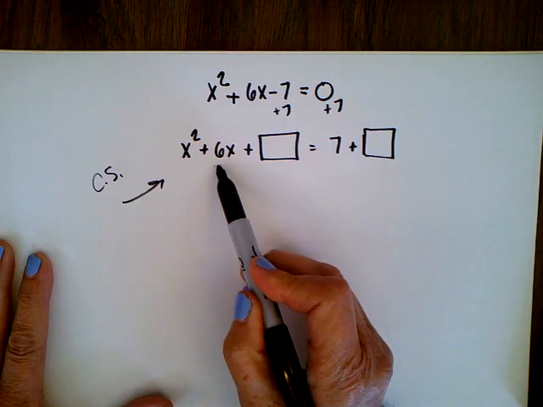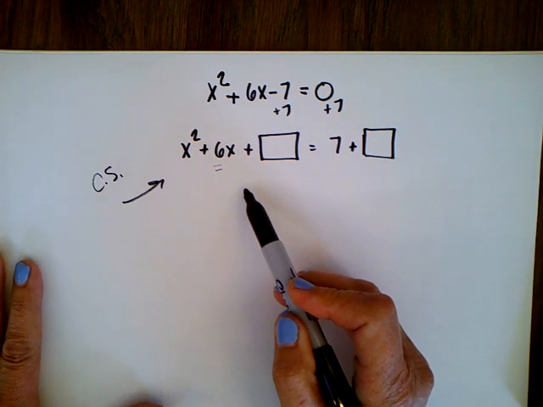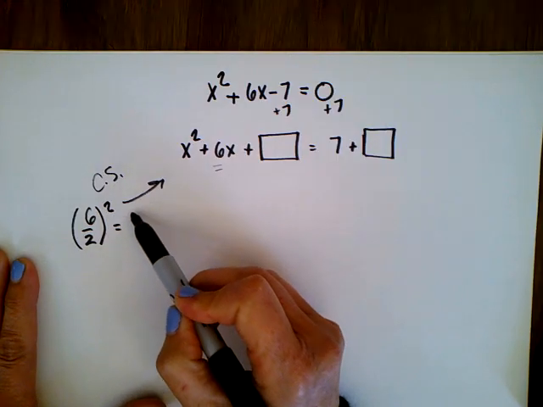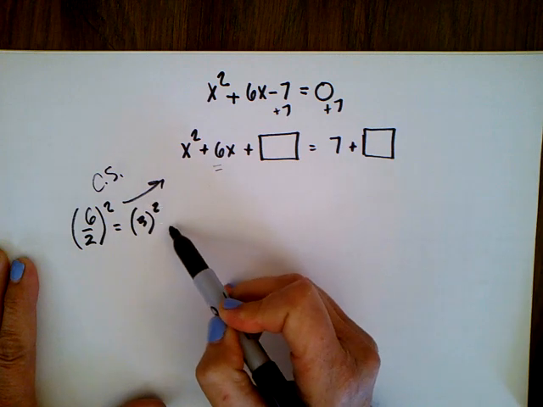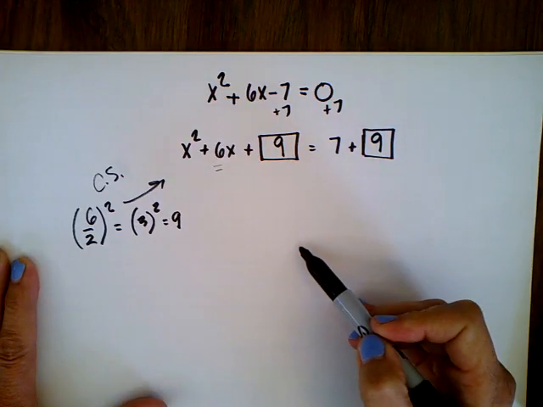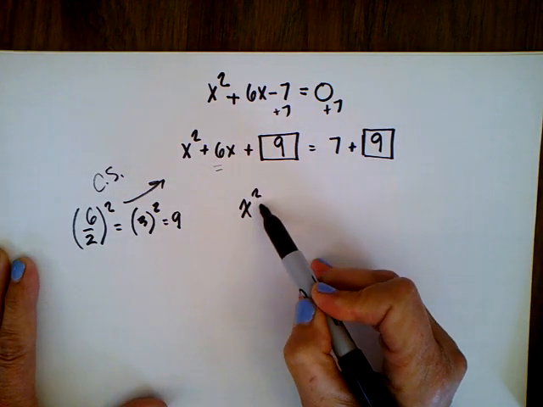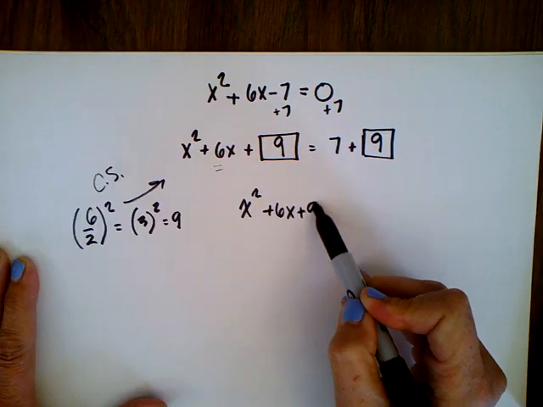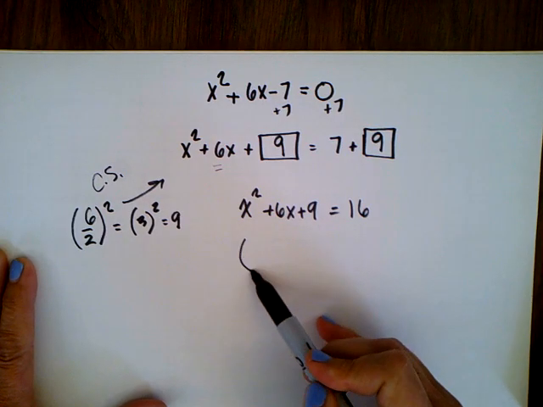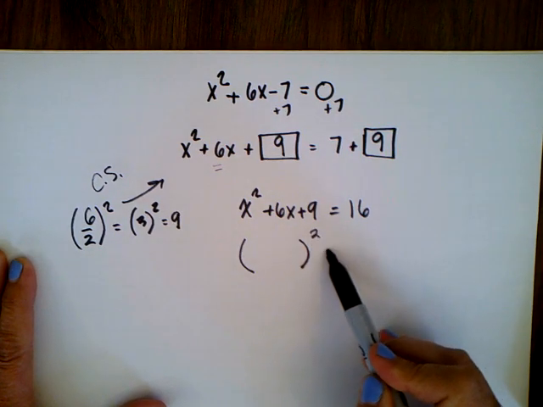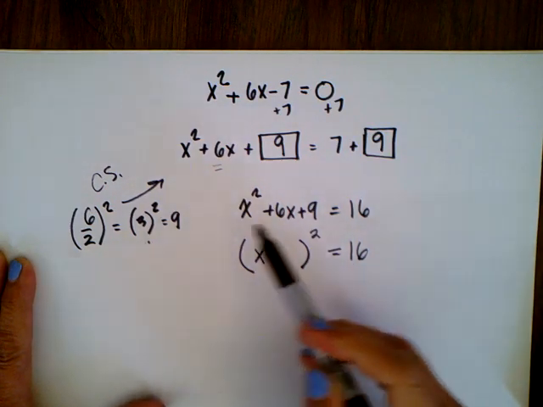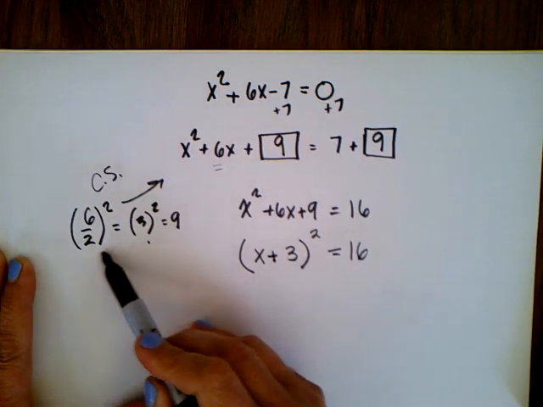We look at that middle term, or what we've been calling b. I take half of that number and square it. Half of 6 is 3, squared is 9. And I'll put 9 in the box. X squared plus 6x plus 9 equals 16. You've completed the square, and now let's write this trinomial as a perfect square. X plus 3. That's why we show the work on this side.